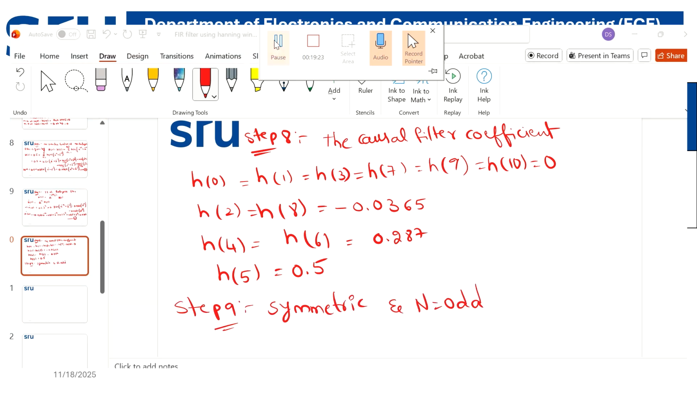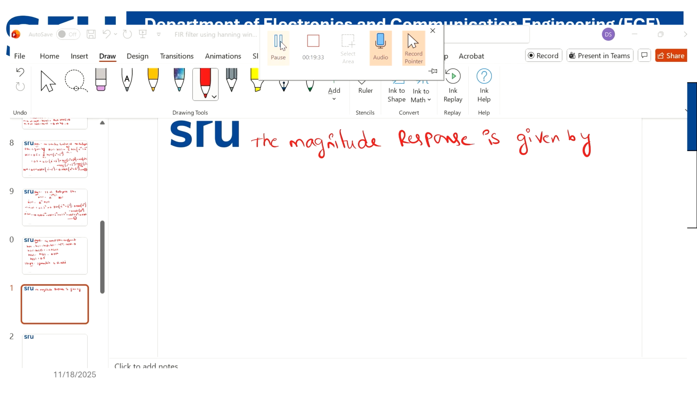Next, step number 9 is based on writing the formulas for symmetric frequency response and n is equal to odd value. Finding the magnitude response for a given frequency response is symmetric in nature and n is equal to odd.